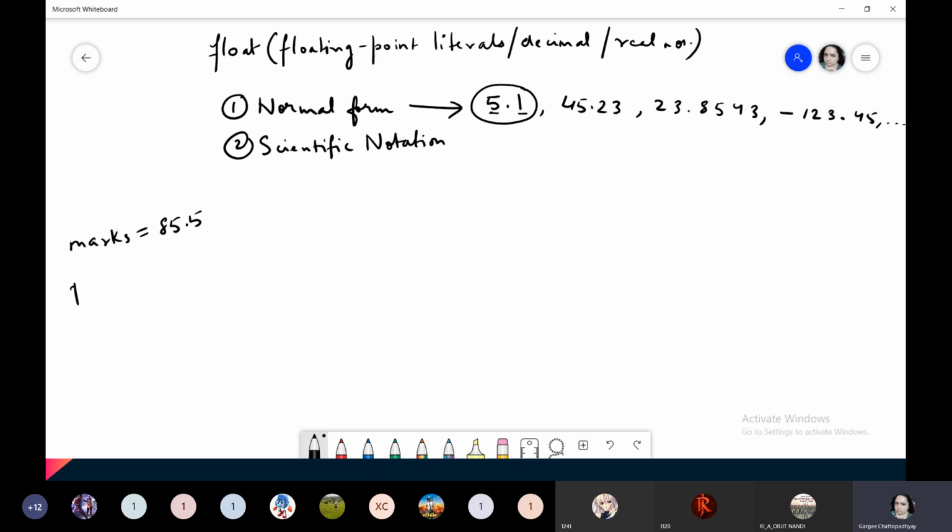Price of an item, sometimes it could be like this, 10 rupees 50 paise, so you will write it as 10.5. And remember, I'm not attaching any rupee symbol, any paise symbol, or any percentage symbol over here in marks.